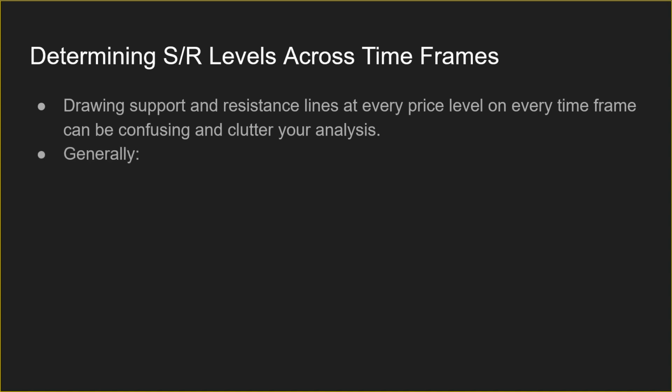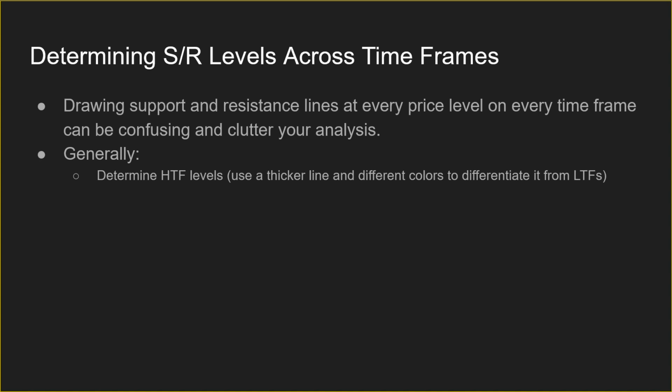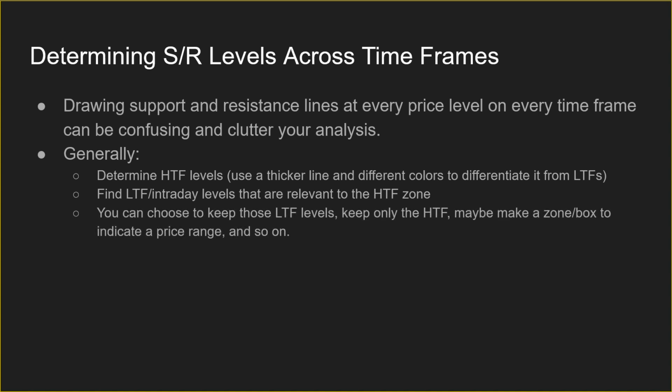So generally, you want to determine the higher time frame levels. In this case, I like to use a thicker line. Maybe you want to use a thicker line and different colors. You can color code these different levels to differentiate them from lower time frames. And then maybe you could find lower time frame or intraday levels that are relevant to that higher time frame zone, whereas price is going in the middle of the day in between daily candle closes. You can also choose to keep only the higher time frame levels.